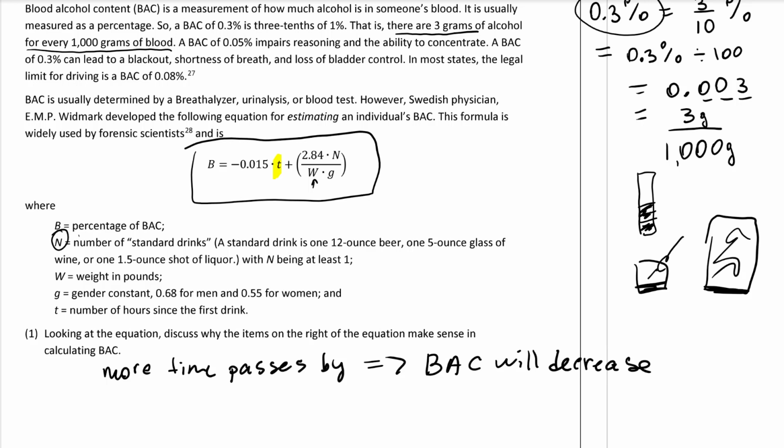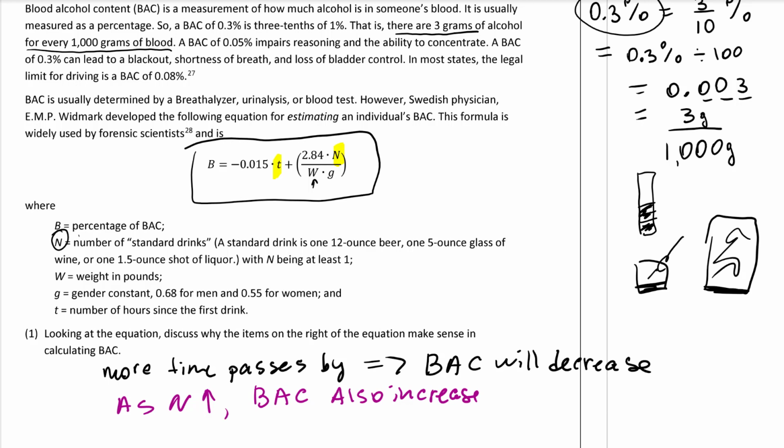My second question to you, why is the letter N in the formula? Why is it there, and what effect does N have on the blood alcohol content? I'll give you a moment. The N also makes sense. As N increases, blood alcohol content also increases. The more one drinks, the larger the blood alcohol content becomes.